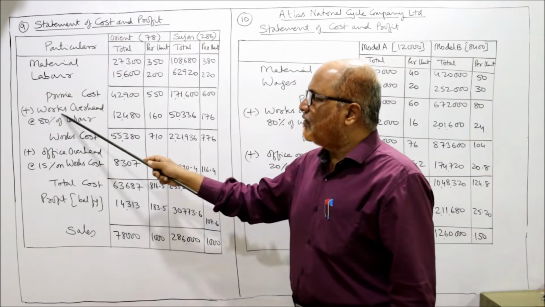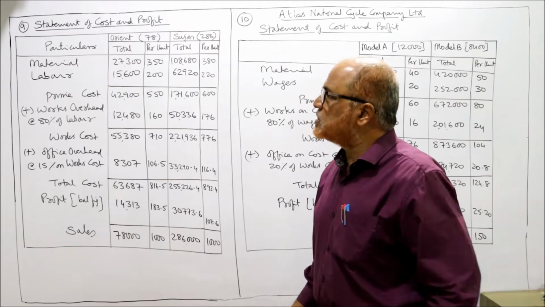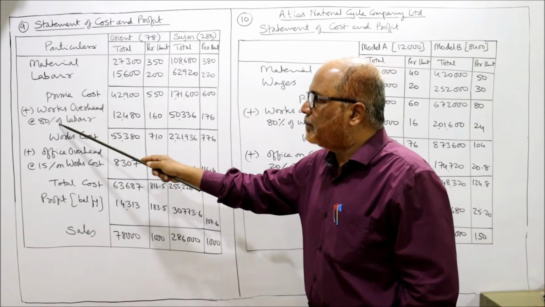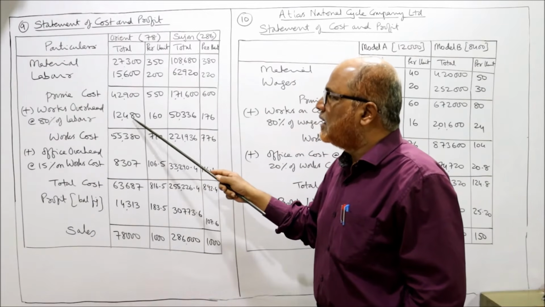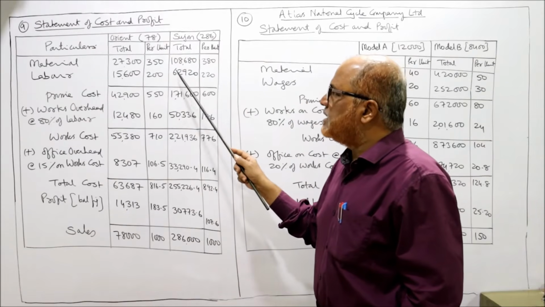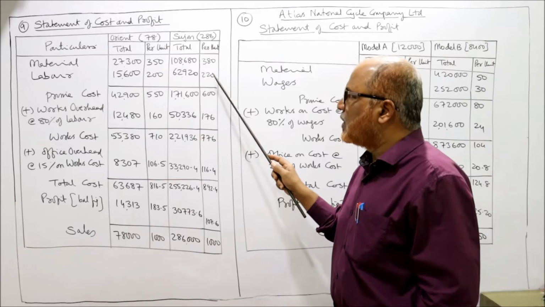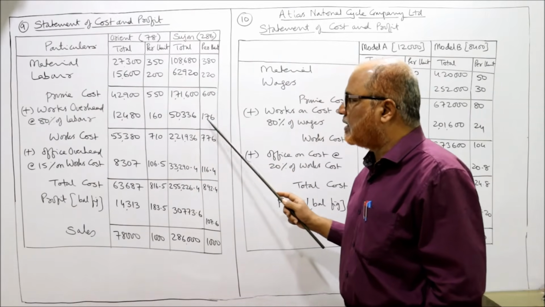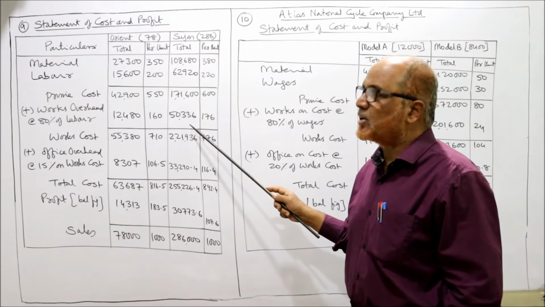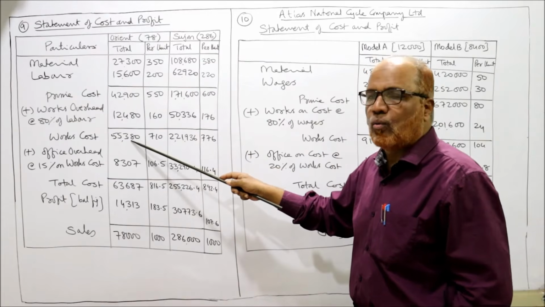Prime cost. Then works overhead is 80% of labor. Works overhead is 80% of labor. How much is the labor? 15,600 into 80%. You will get 12,480. And 200 into 80%. You will get 160. Similarly, 62,920 into 80%, 50,336. 220 into 80%, you get 176. So 80% of labor charges. That is the works overhead. Add up, will get works cost.